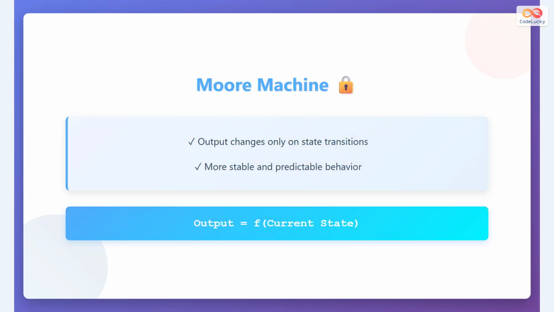Now let's explore the Moore machine. Unlike the Mealy machine, the output of a Moore machine changes only when the machine transitions from one state to another. This results in a more stable and predictable behavior. The output is not directly affected by the input. The output of a Moore machine is solely a function of its current state, which can be expressed mathematically as output equals function of current state.